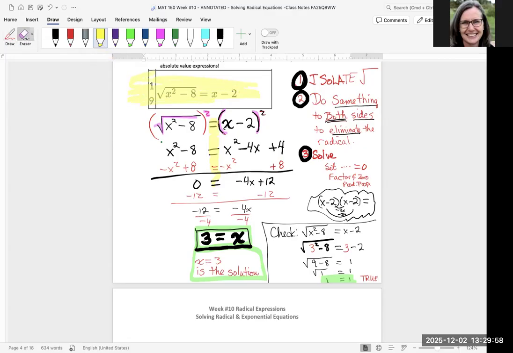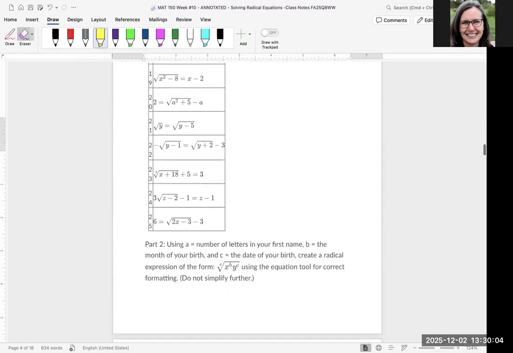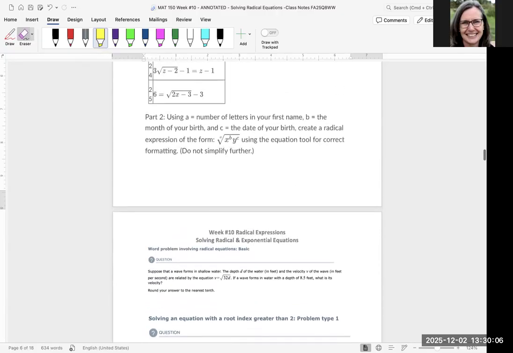So you'll be doing something like this for your discussion this week. Make sure you read the directions. Okay, let me show you a few. That's what it's going to look like.